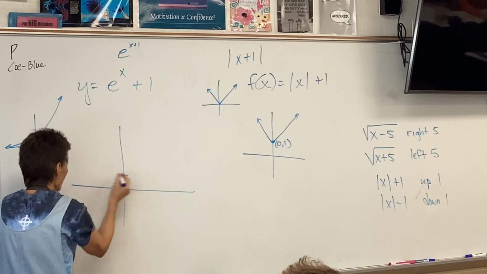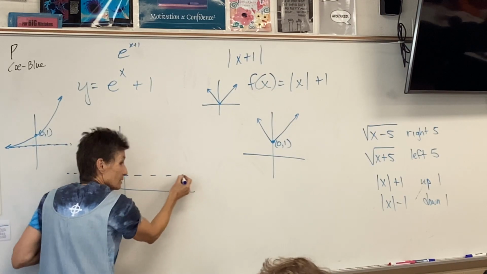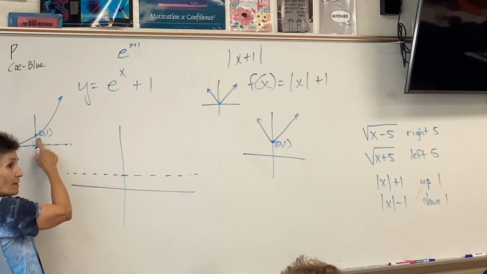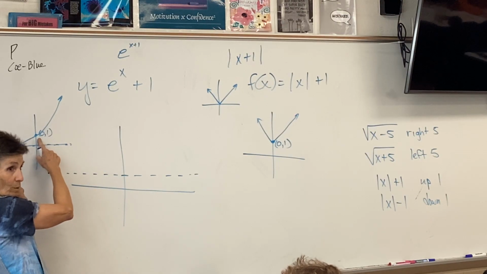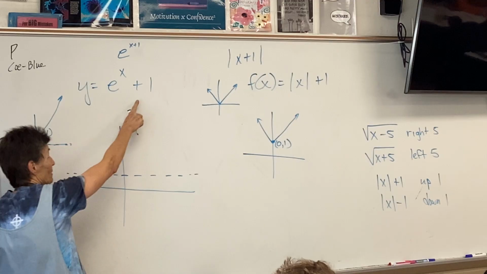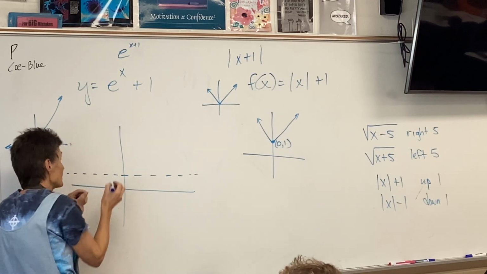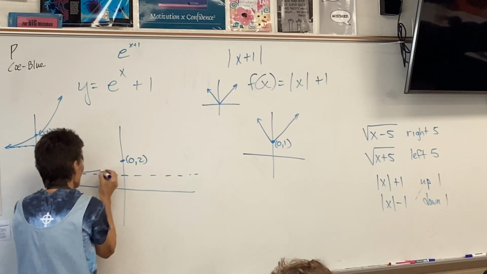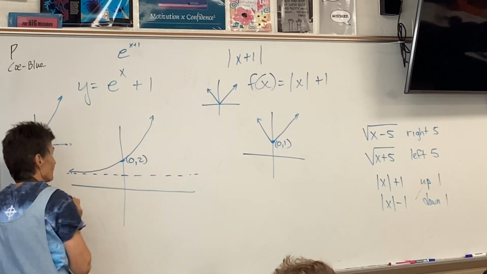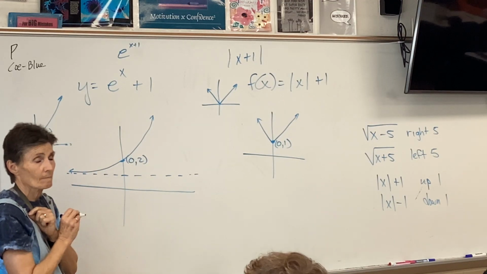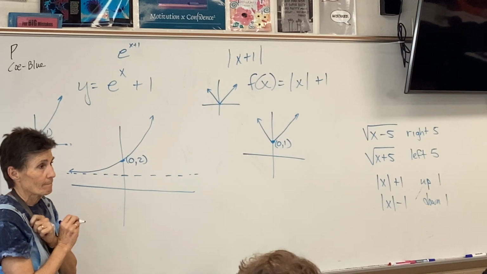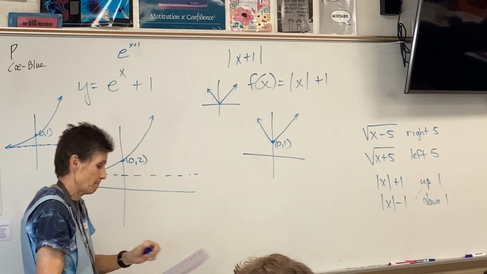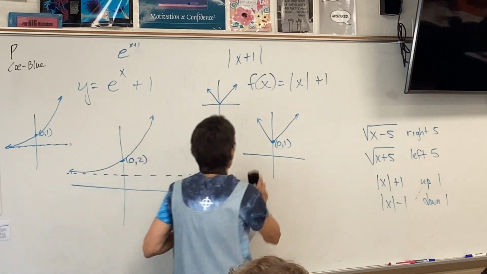He's going to go up 1. He's here. See that point? That's 0, 1 in the original. Where's he going to be if I take him up 1? 2. 0, 2. We'll label that. And then I'm drawing my picture. So easy.